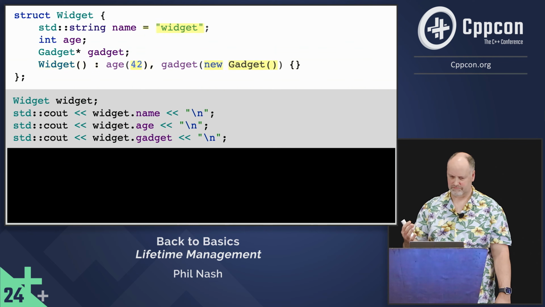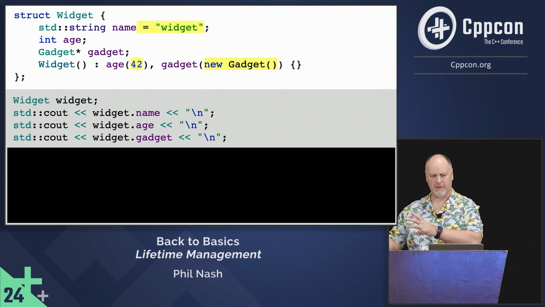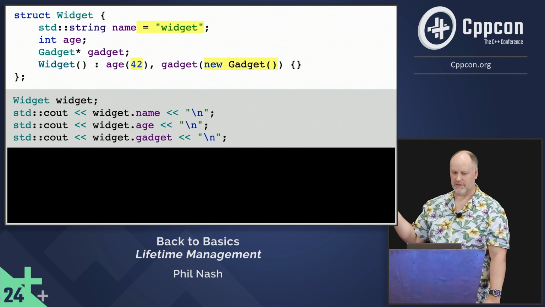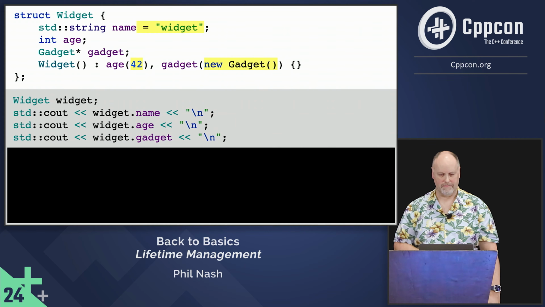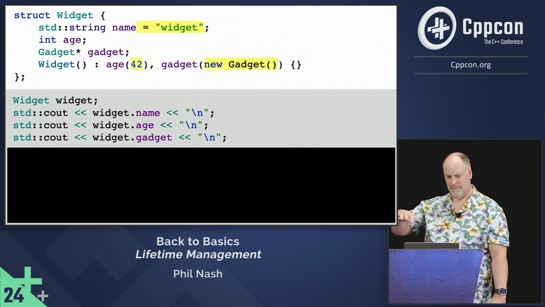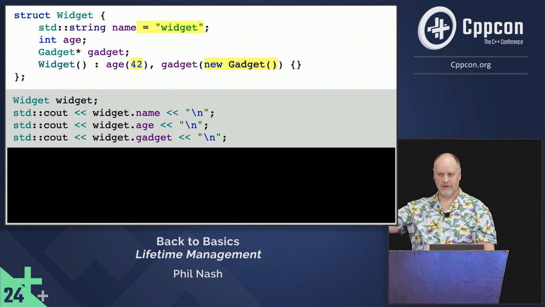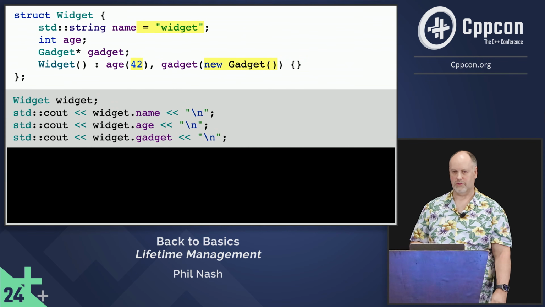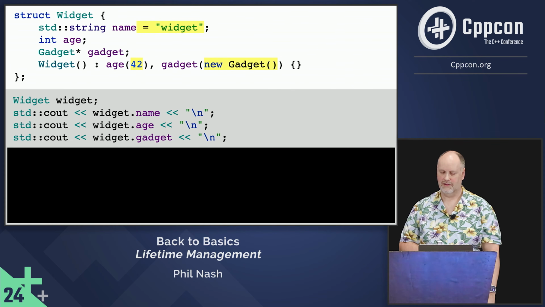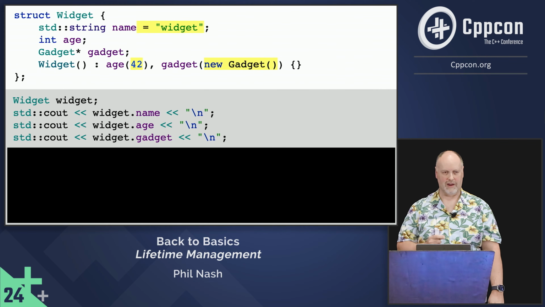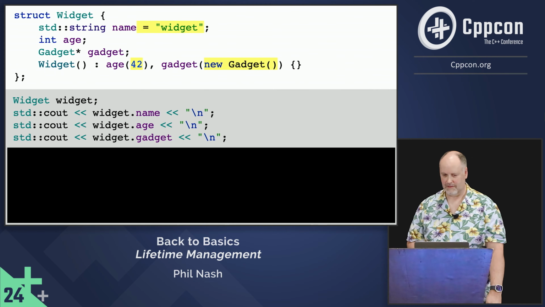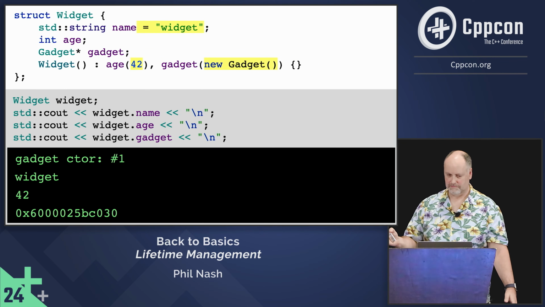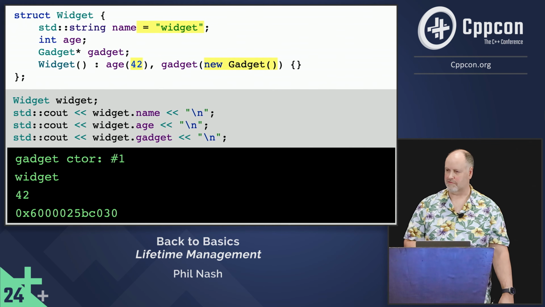Let's give it some real values. We do it a couple of different ways. So we've got the default member initializer for the string, giving it a name. And then we're going to use the member initializer list to initialize the integer to 42, and our pointer to a new gadget. We're creating it on the heap and storing it in our pointer. Okay, and that all works so far. Or at least it prints the right results.